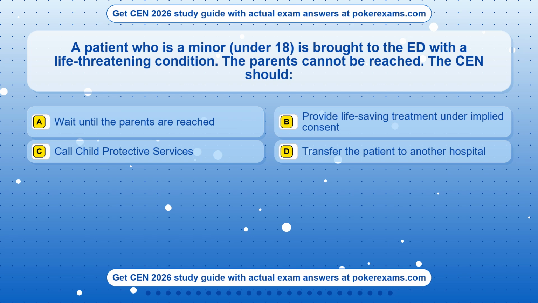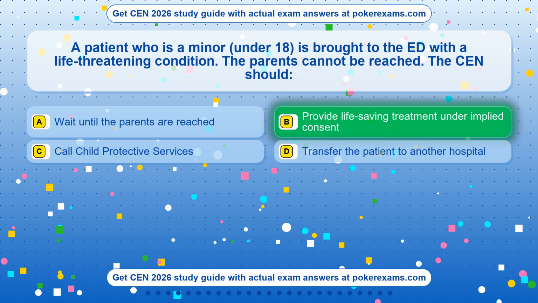Question 1. A patient who is a minor, under 18, is brought to the ED with a life-threatening condition. The parents cannot be reached. The CEN should: Option A. Wait until the parents are reached. Option B. Provide life-saving treatment under implied consent. Option C. Call Child Protective Services. Option D. Transfer the patient to another hospital.